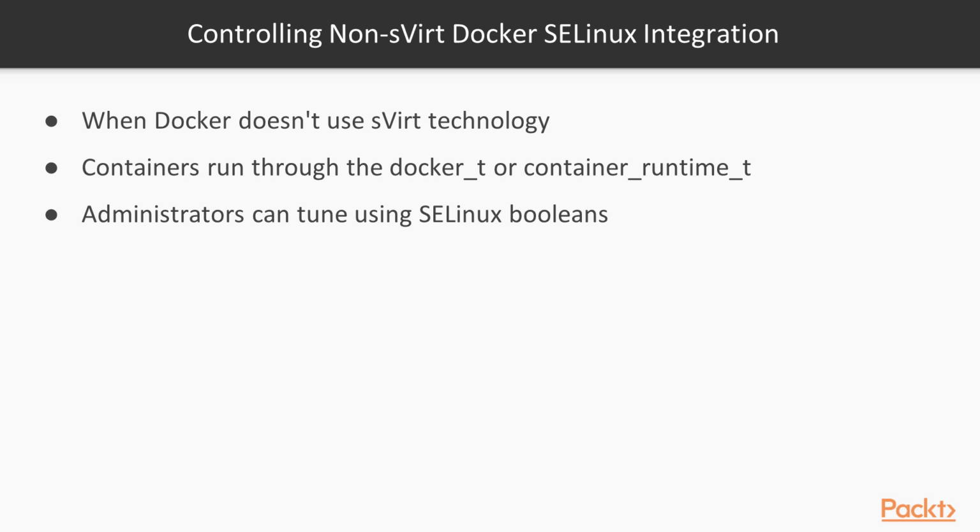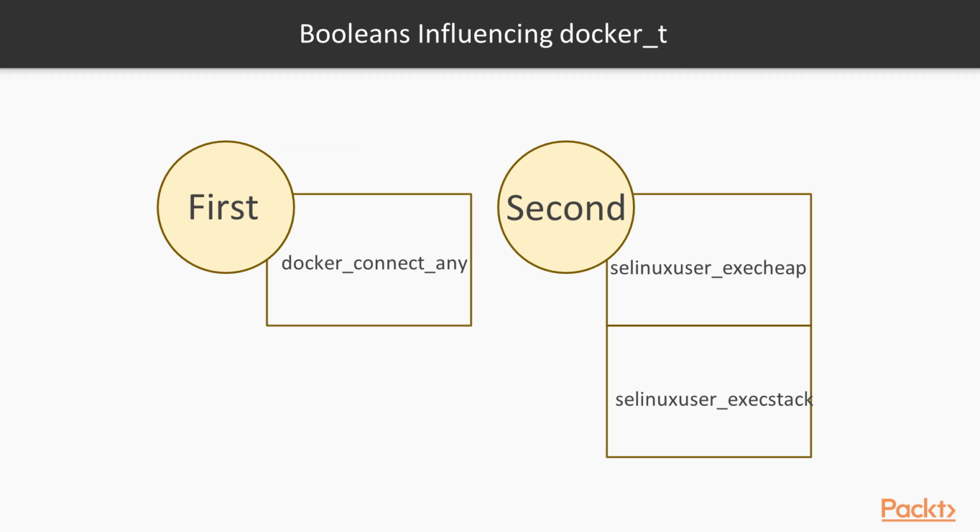When the Docker installation is one that doesn't use svirt technology, then containers will run through the docker_t container runtime type, which has but a few handles that administrators can tune using SELinux booleans. The important SELinux booleans that influence docker_t access controls are listed on your screen.